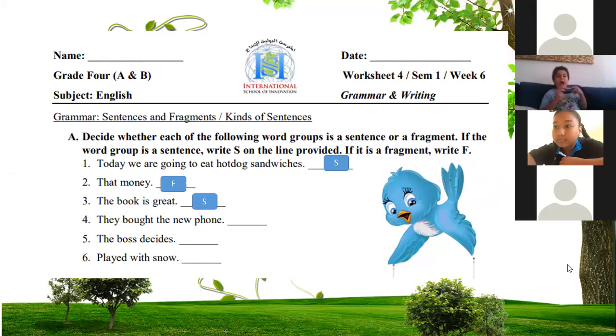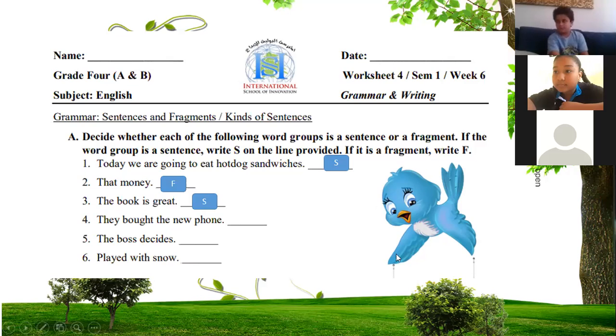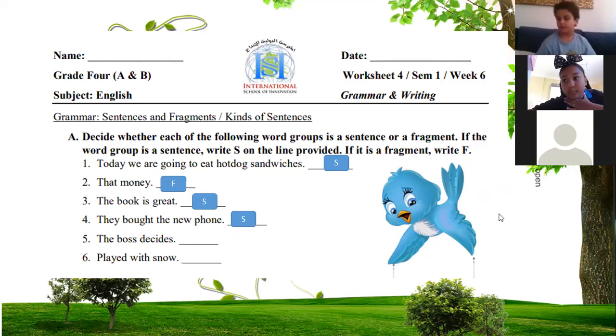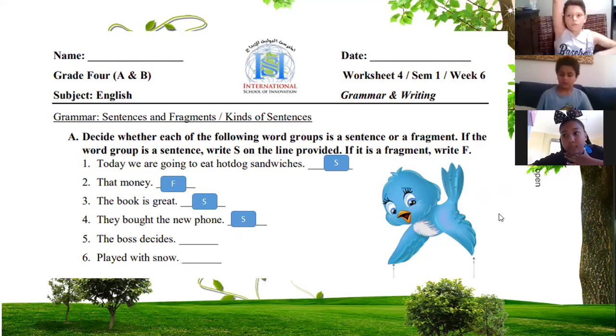Okay, I'm going to mute you. Okay, Ali Jba'i. I will try to let all of you participate, okay? Ali Jba'i, unmute yourself, please. Yes. Ali, number 4, they bought the new phone. Sentence or fragment? Sentence. Excellent. Thank you, Ali.